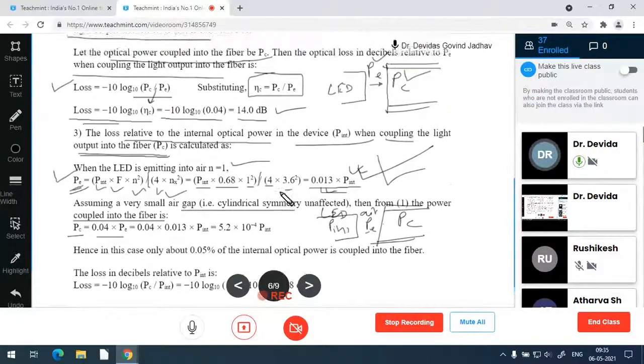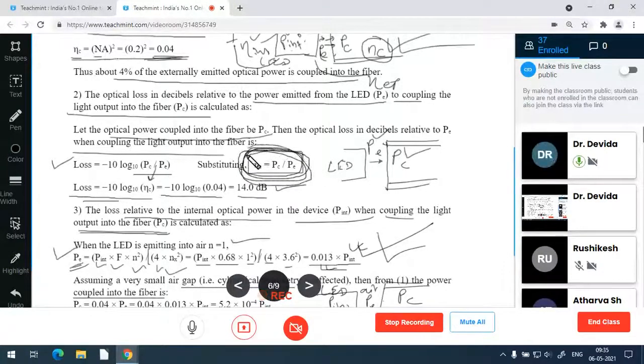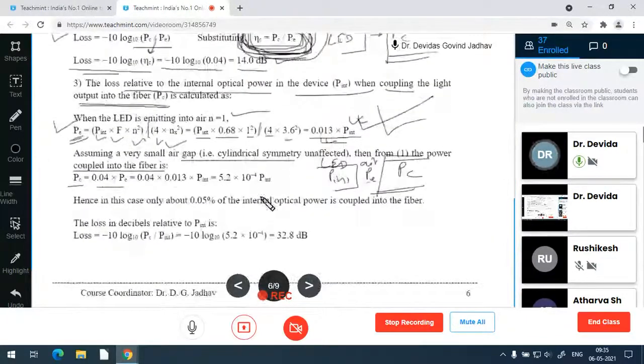This is the equation we just used, isn't it? Eta C is nothing but PC upon PE. We have just used this equation. Eta C is nothing but PC upon PE. Okay. So this is the equation. So let us take eta C as PC upon PE here. So PC is equal to eta C into PE, that is 0.04 into P. PC is 0.04 into P.